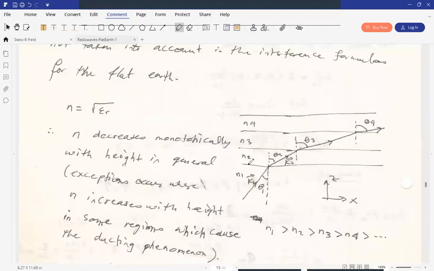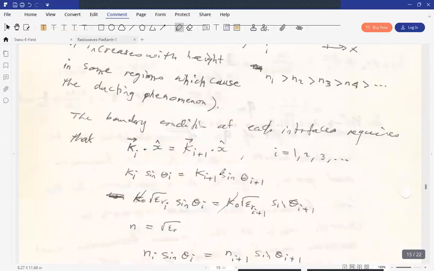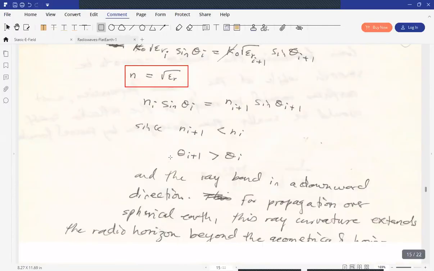So if you divide the atmosphere into small layers, you can see that the wave will not move in a straight line. It will move in a curved line, like this. Okay, that's the explanation here. And the refraction index is defined as the square root of epsilon r of the medium.